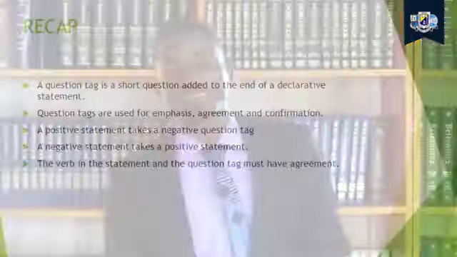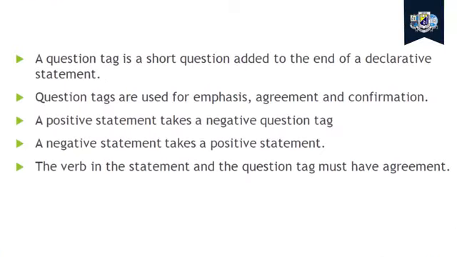Let us take a quick look at what we have been talking about. First of all, we defined that a question tag is a short question that is added to the end of a declarative sentence, and its purpose is to elicit confirmation or agreement from your listener. We have also stated that a positive statement takes a negative question tag and a negative statement takes a positive question tag, and that the verb in the statement and the verb in the question tag must agree.